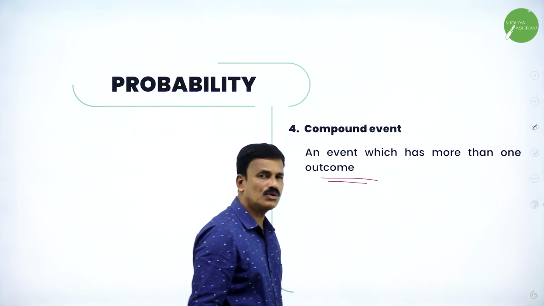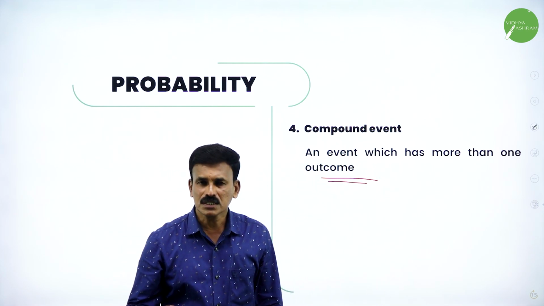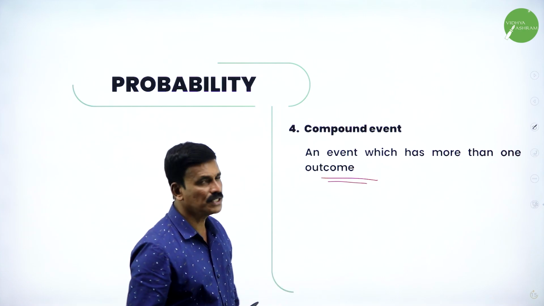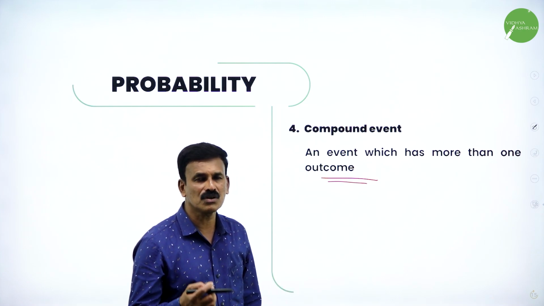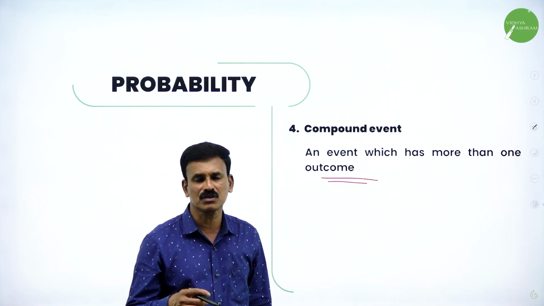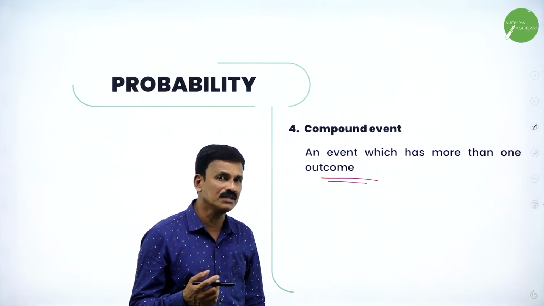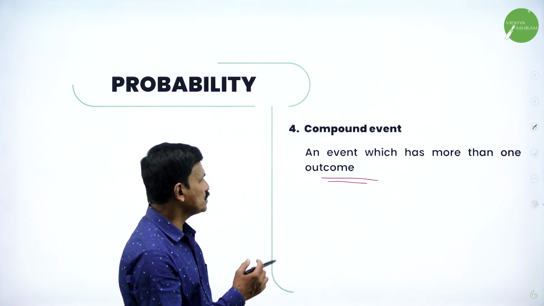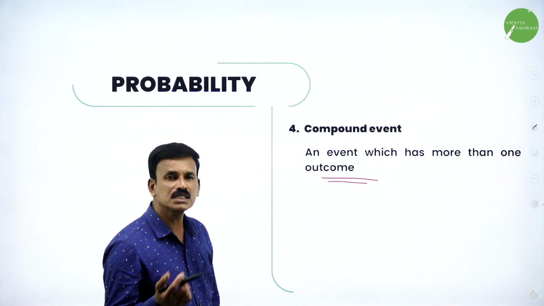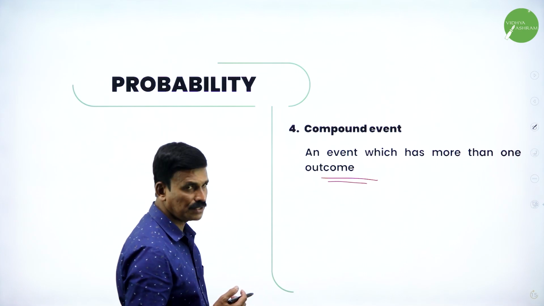An event having more than one outcome is nothing but a compound event. If you toss a coin two times, you will get four outcomes, more than one. So an event which has more than one outcome is called a compound event.